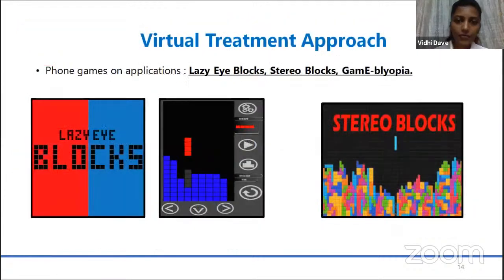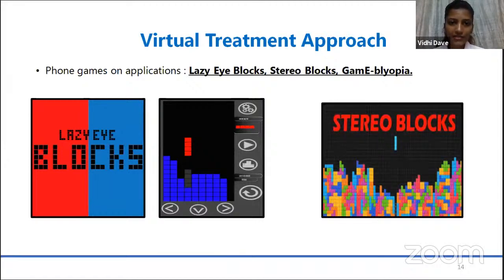So the second component is the virtual treatment approach. There are a lot of games or smartphone applications that you all can choose and start working with for the treatment of amblyopia. If you search, you will find a lot of games that claim to treat amblyopia. But I've specifically chosen these three games because they are free of cost, they are available on both iOS and Android smartphones, plus they cover a lot of the parameters that I earlier discussed in the signs and symptoms.